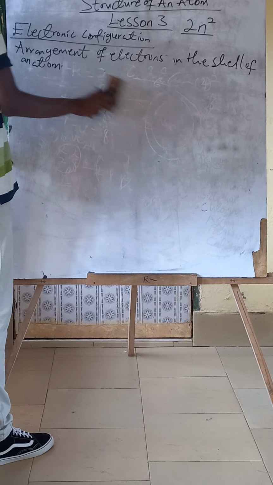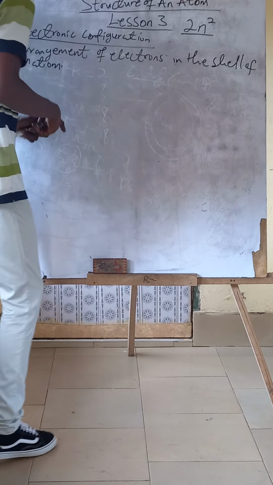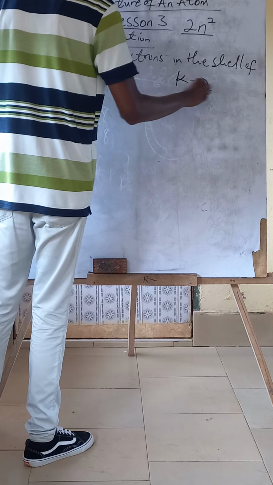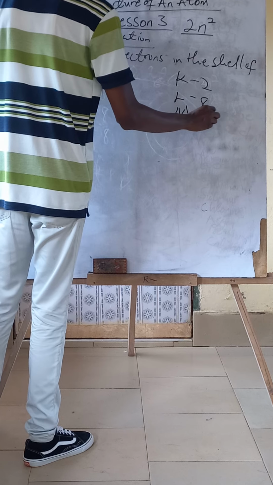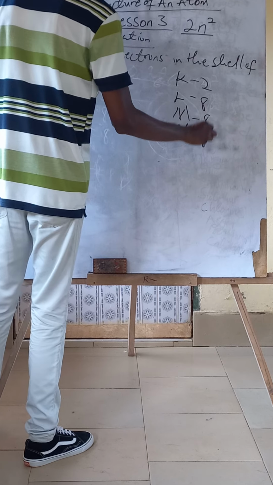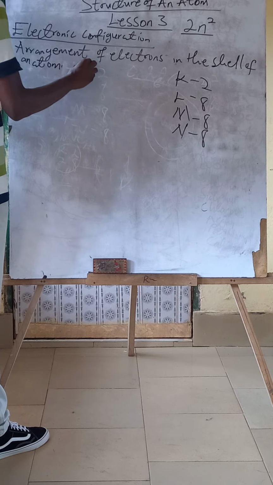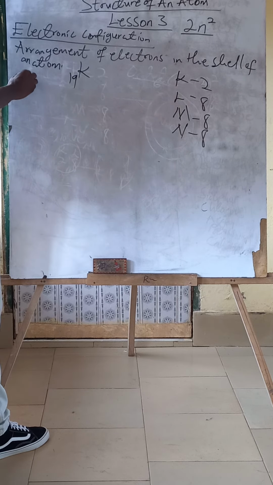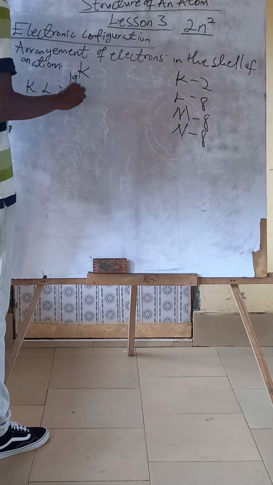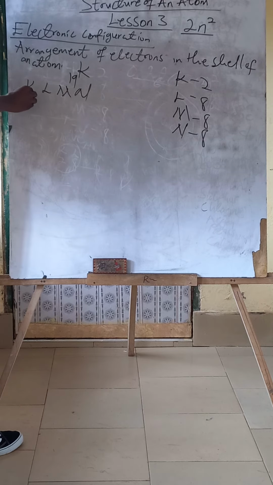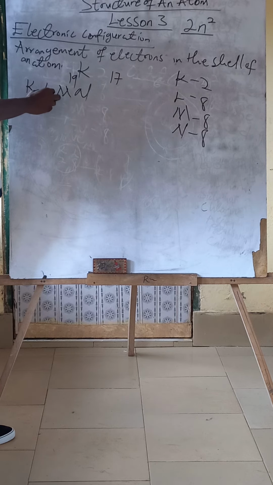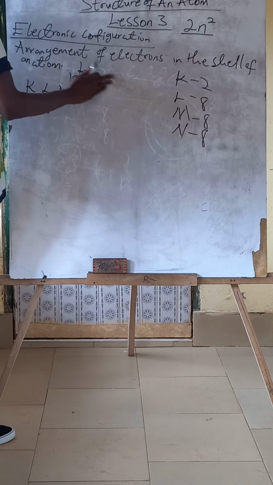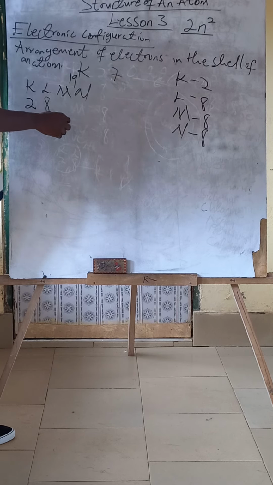So let's see how you can write the electronic configuration for various elements. We should know this before you can write electronic configuration. So let us write the electronic configuration for potassium. The K shell takes a maximum of 2 electrons. We now have 17 electrons left. The L takes a maximum of 8. So 10 electrons have been consumed. We now have 9 electrons left.